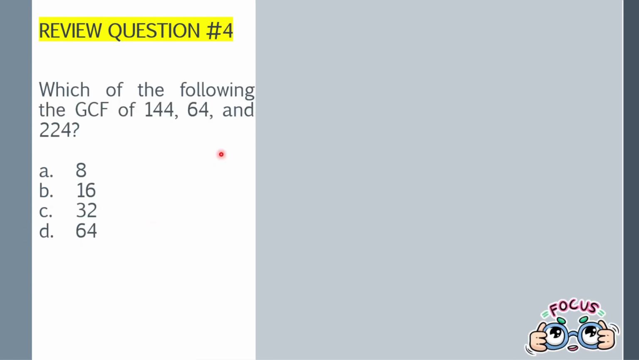Question number 4. Which of the following is the GCF of 144, 64, and 224? A, 8, B, 16, C, 32, or D, 64?